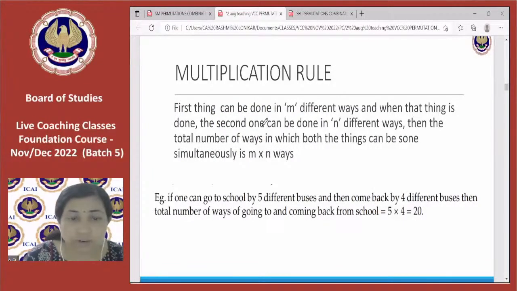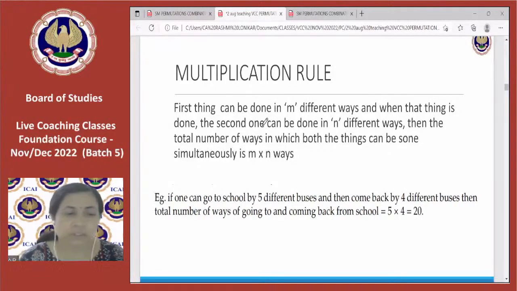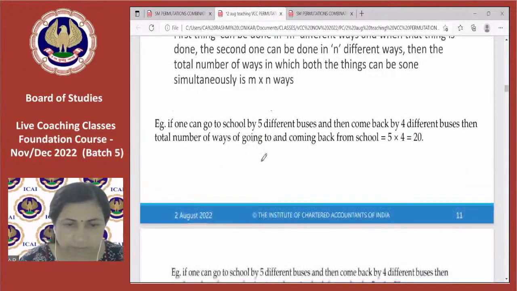The multiplication rule says that if the first thing can be done in m different ways, and when that thing is done, the second one can be done in n different ways, then the total number of ways in which both the things can be done simultaneously is m into n ways. First thing is done in m ways. Once that is completed, the second thing is done in n ways. Then the total number of ways in which both things can be done is m into n ways. This is called the multiplication rule. Now let us see with an example.